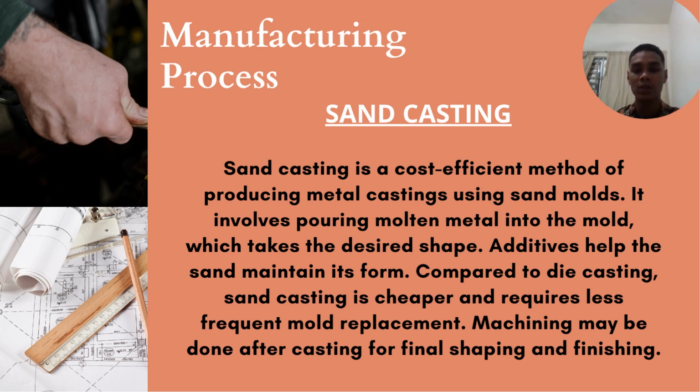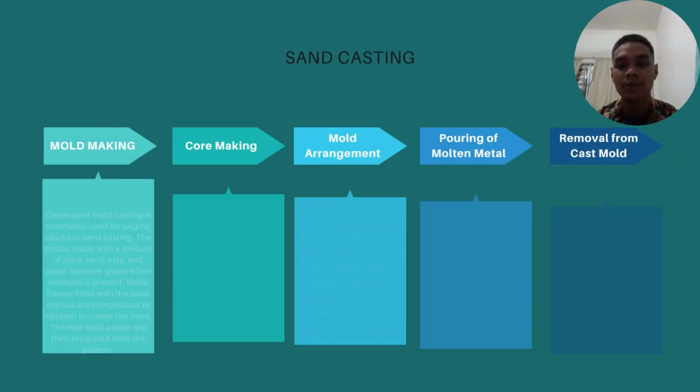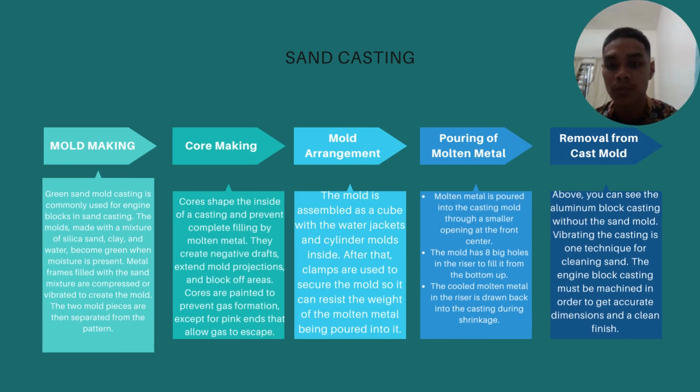So after we do this process of sand casting, we need to do finishing on the part to make it smoother. So we use a machine like a lathe machine and something like a cutting machine. For the process, there are 5 steps: mold making, core making, mold arrangement, pouring of molten metal, and removal from the cast mold. Okay, this is the process of sand casting.